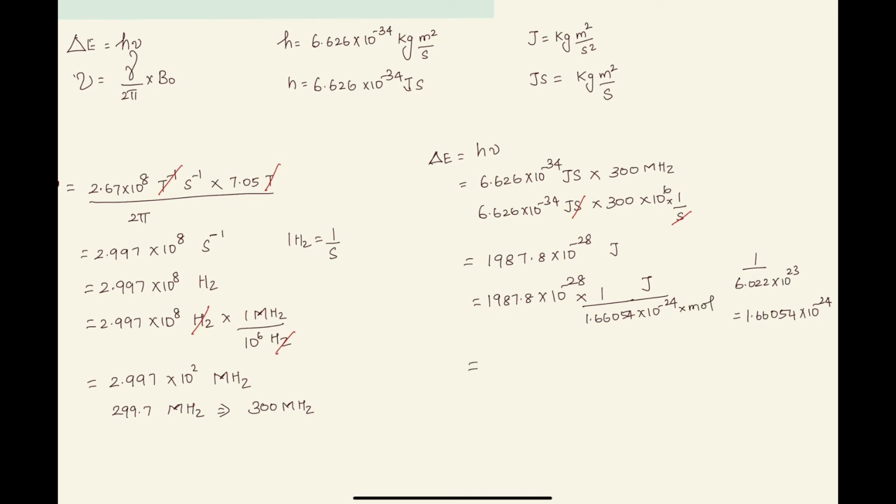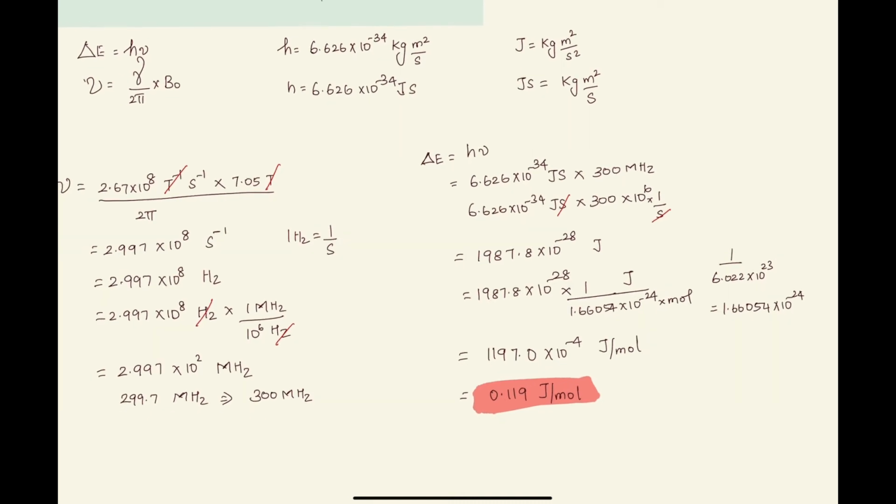And when this 24 goes to the top, it's going to be plus 24, right? So therefore, on the whole, it's going to be 10 to the power of minus 4. So I'm hoping that you can do the math. On the whole, it's going to be 1197.0 times 10 to the power of minus 4 joules per mole. That is also equivalent to 0.119 joules per mole. This is going to be our final answer for the hydrogen atom, for the amount of energy that the hydrogen atom needs in order to flip from the alpha spin state to the beta spin state.